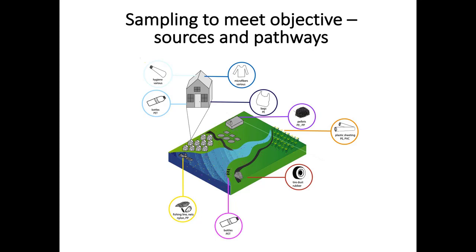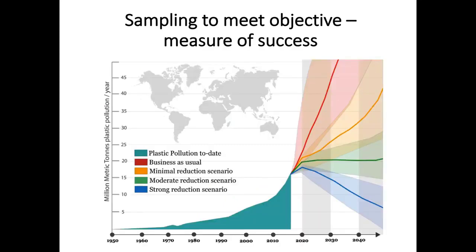So if I'm interested in sources and pathways, I might design a study just like SFEI and Five Gyres did in order to understand what's going into the bay, where it is going, and where it is coming from. So I might design a study to analyze not necessarily the tiny stuff, but some of the bigger size fractions of microplastics. If I'm interested in the measurement of success, as we bring policies online, we absolutely should be measuring whether or not they work.